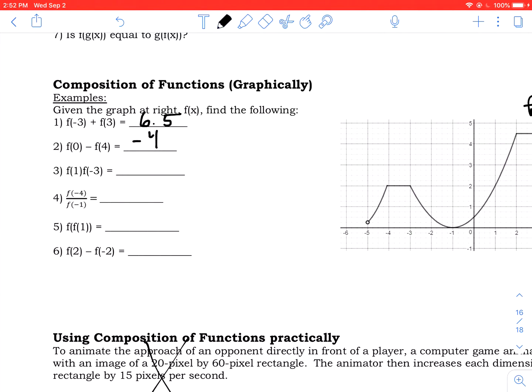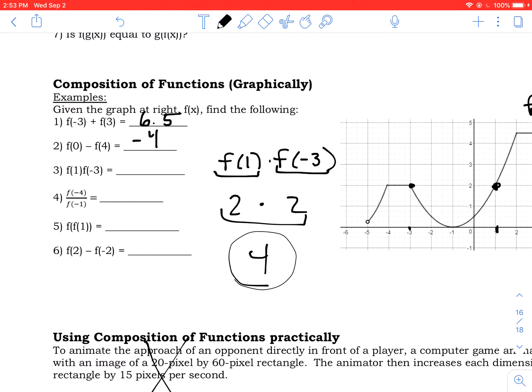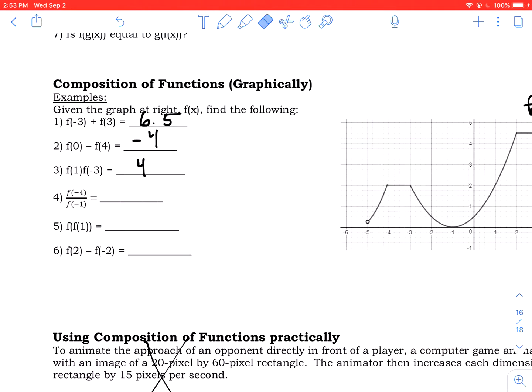Okay, part 3, f of 1 times, so when they're right next to each other, it's assumed to be multiplication, times f of negative 3. What's f of 1 times f of negative 3? Okay, so let's go. When x is 1, y is 2. F of 1 is 2 times f of negative 3. When x is negative 3, y is 2. And 2 times 2 is 4 as a final answer. 4. Okay. Burning through this, so we'll keep up the pace.